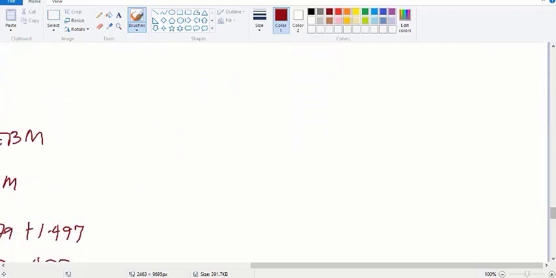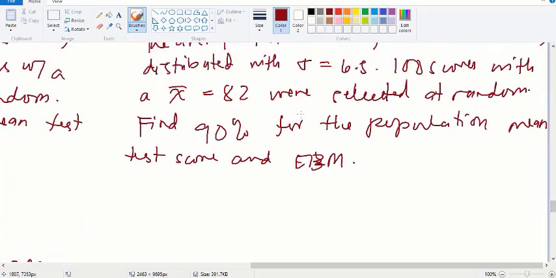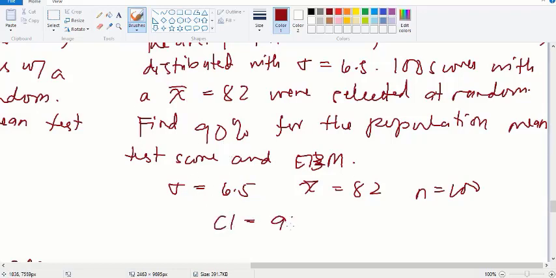Okay. So, let's write the given again. Actually, the given is already there. So, our variance is 6.5, our sample mean is 82, and our N is 100. Obviously, since the variance is given, it's still the Z score. And then, our CL, or confidence level, is 90%, and our alpha is 0.10.